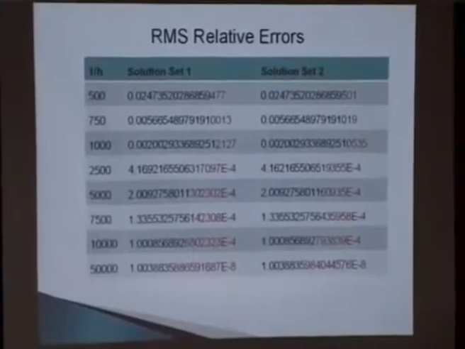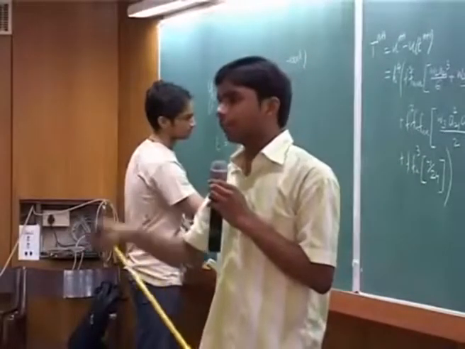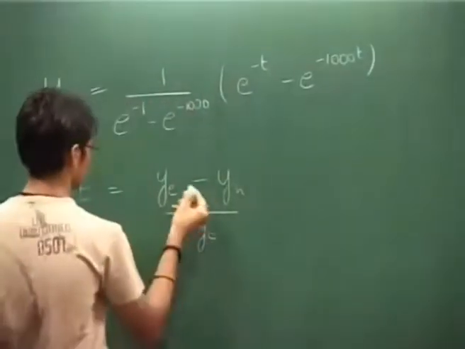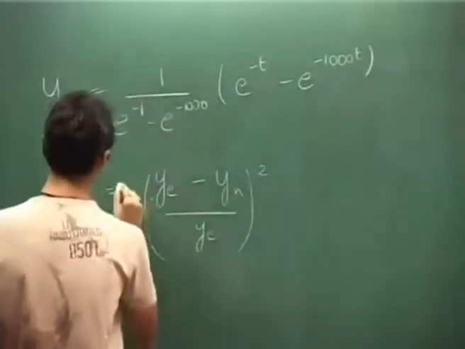Is it any different from what Aditya did? At t equal to 0, we do not take it, because that is a point. Well, that is anyway 0. Anyway, it doesn't contribute. So, these are the relative errors that we get from solution set 1 and solution set 2.